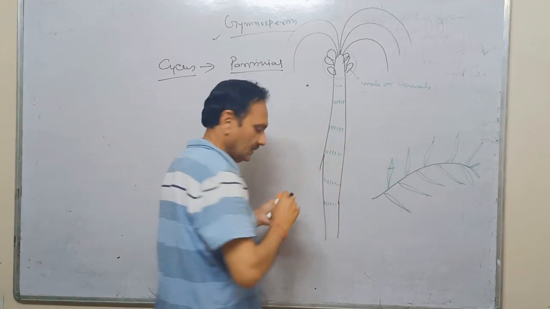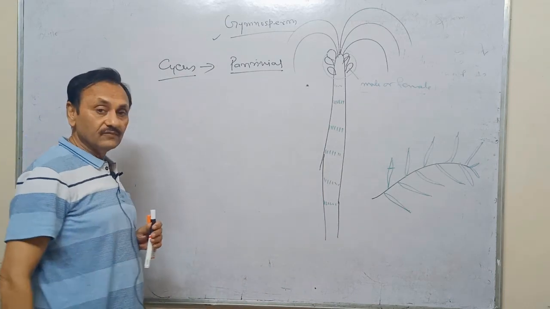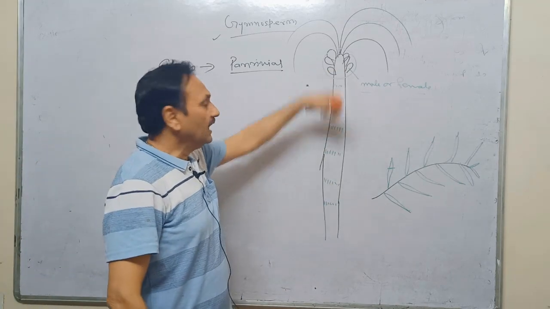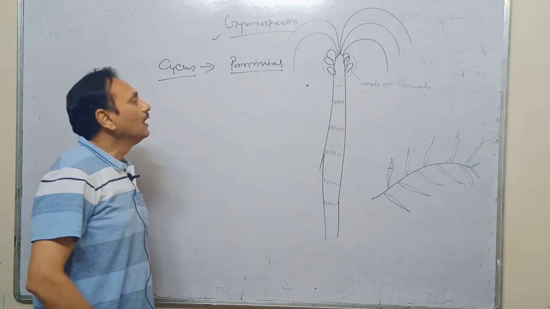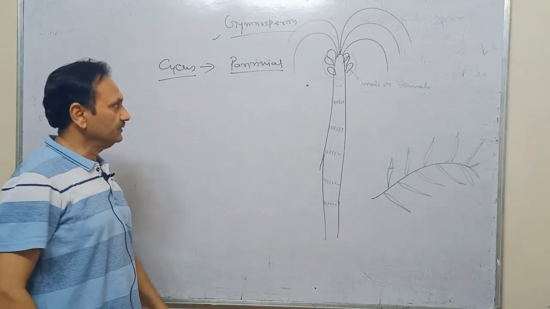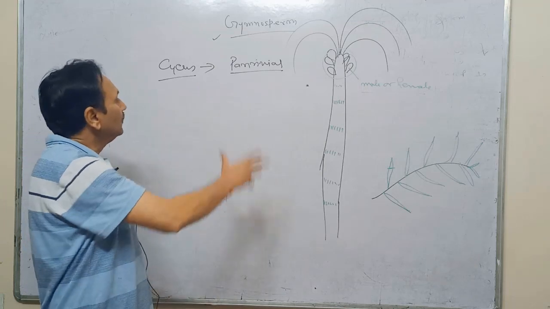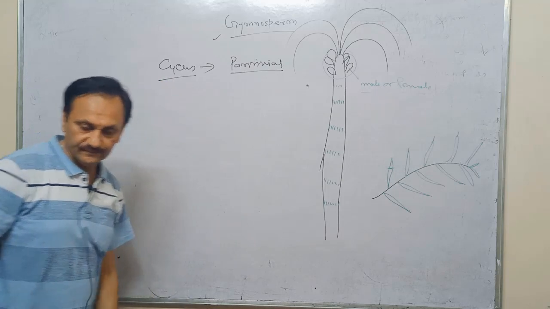part. It has been observed it has two types of leaves. One is the scaly leaf, another is the foliage leaf. This is the foliage leaf, and the scaly leaf covers that particular reproductive part. We will discuss with the help of the figure what is the life cycle of this particular cycas.